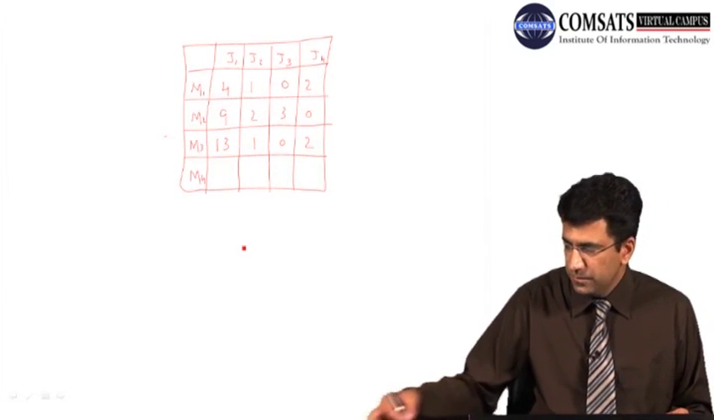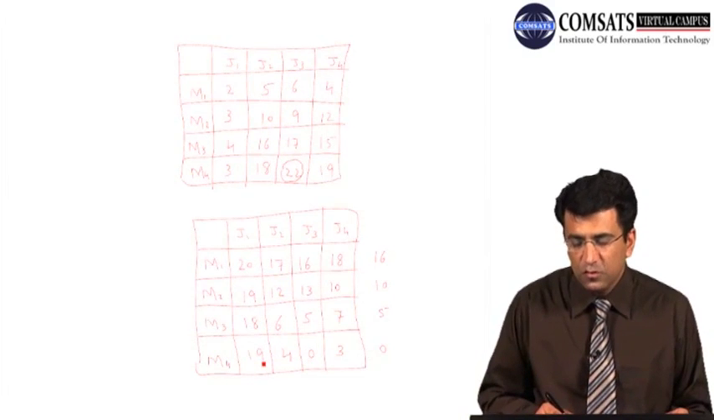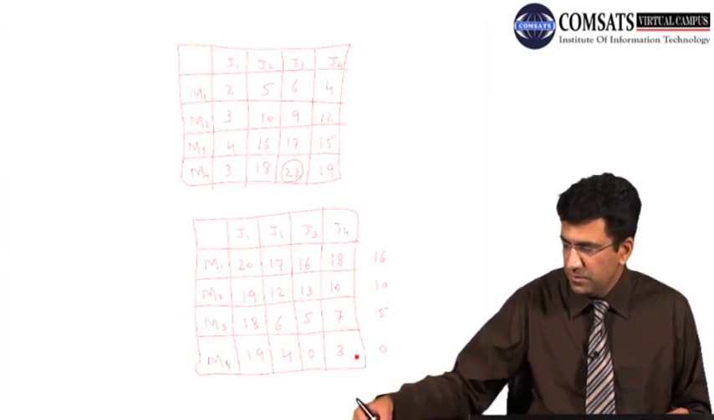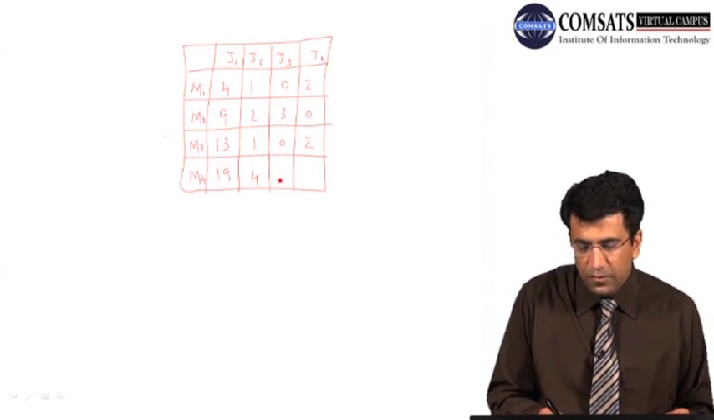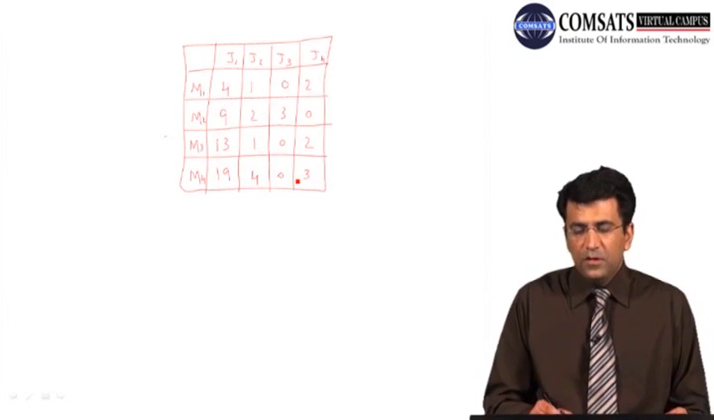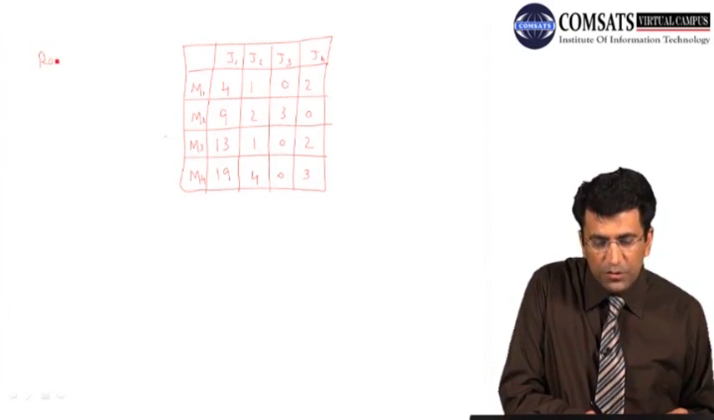So this is our third row. Next, the fourth row will remain the same because we have to subtract 0, so it will not make any difference. This fourth row will remain the same, that is 19, 4, 0 and 3. So students, in this particular step we have applied the row operation.